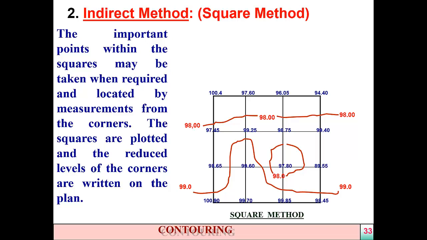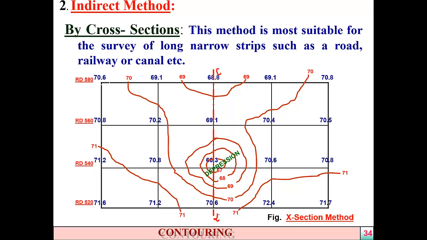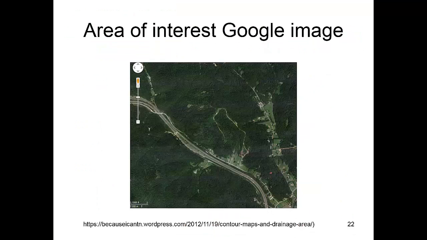So the important points within the squares may be taken separately. It doesn't have to be on a corner. It can be somewhere else if we see something of interest and we want to be able to identify it, such as a depression or a road or something else that's going through a real map.